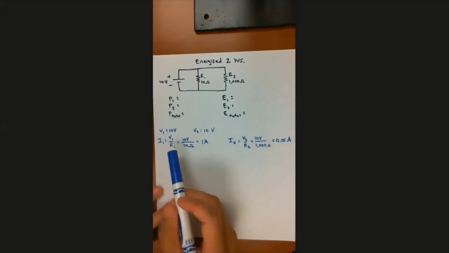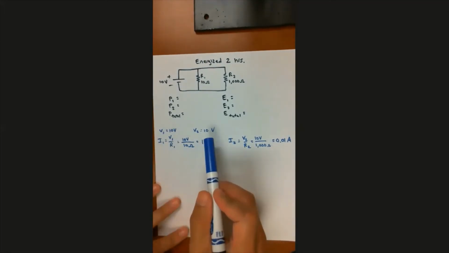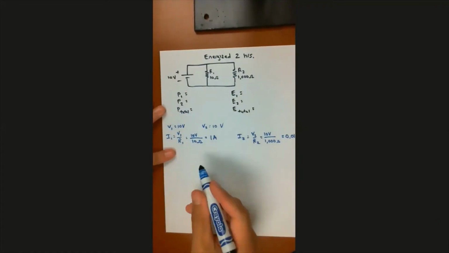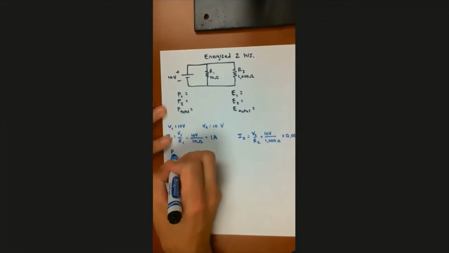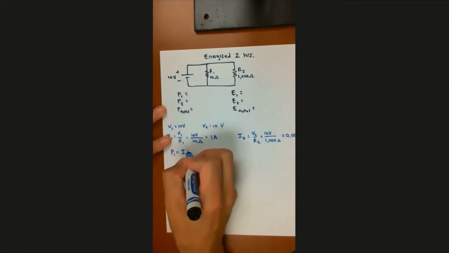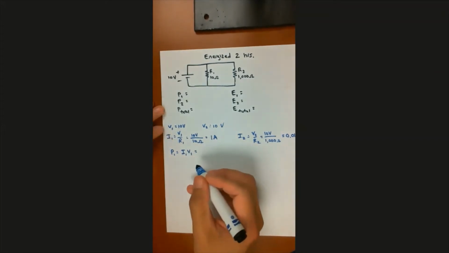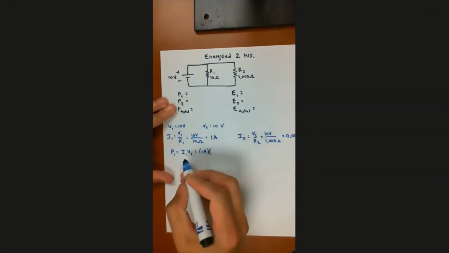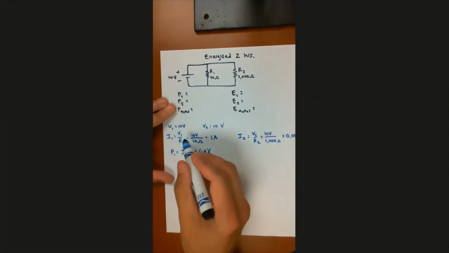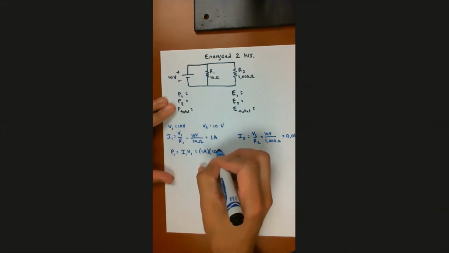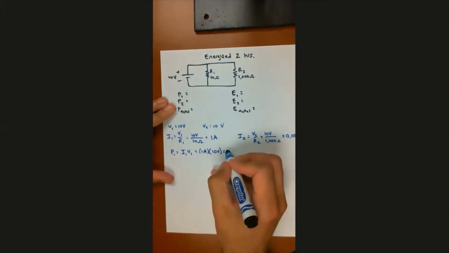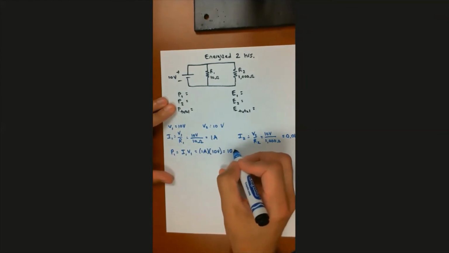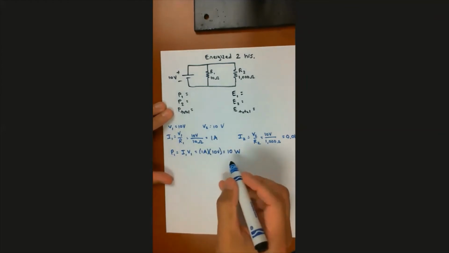And now I know V1 and I1. I know V2 and I2. So now I can find these values of power. P1 equals I1 V1. The current through resistor 1 is 1 amp. The voltage drop across resistor 1 is 10 volts. 1 times 10 is 10. An amp times a volt gives me a watt. So P1 is 10 watts.